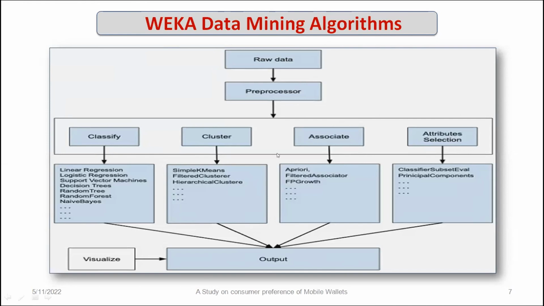Next, depending on the kind of machine learning model that we are trying to develop, we can select one of the options such as classify, cluster, associate, or attribute selection. The attribute selection shows the automatic selection of features that we can create to reduce the data set. In each category, Weka provides the implementation of several algorithms.